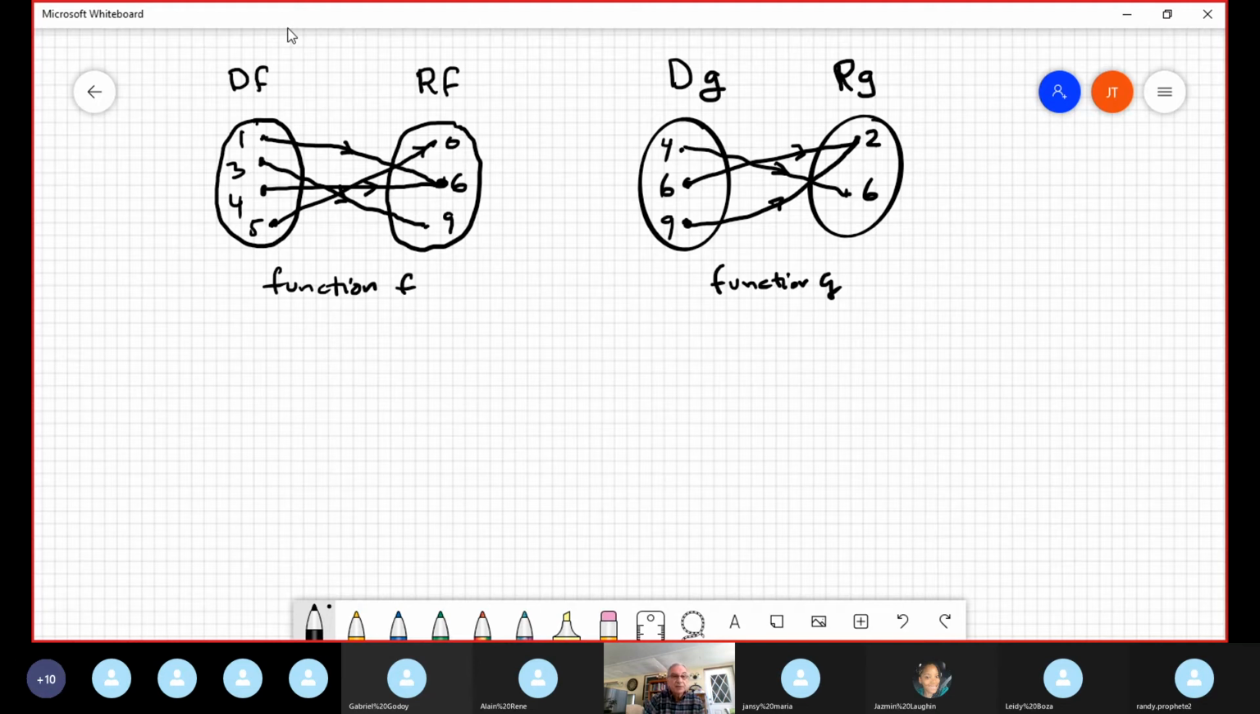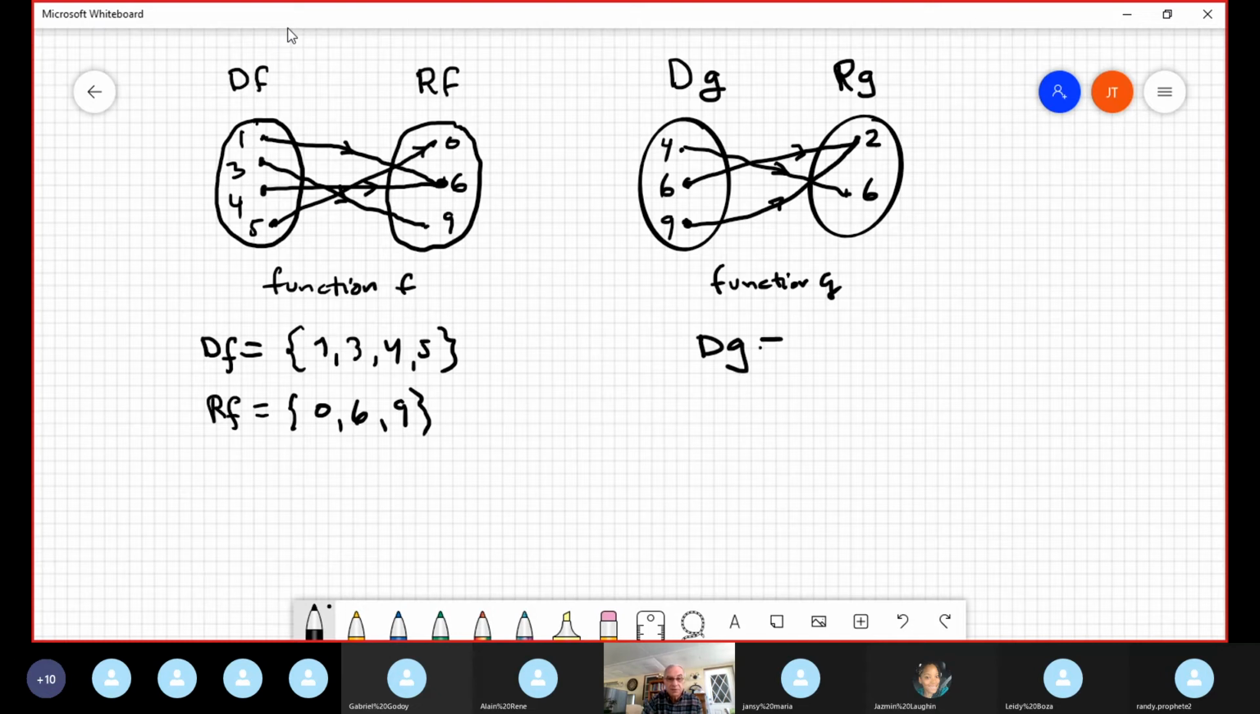See, I summarize: the domain of f is 1, 3, 4, and 5. No interval notation is specified because this is a discrete set, not continuous. The range of f is 0, 6, and 9. Likewise, the domain of g is 4, 6, 9, and the range of g is 2 and 6.